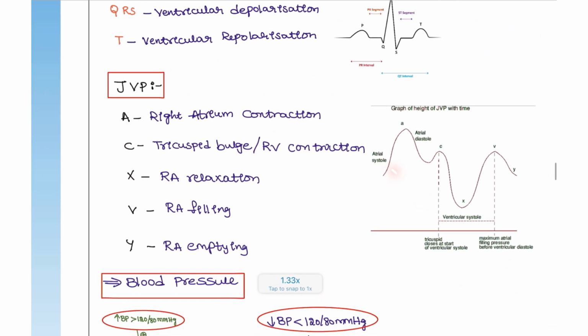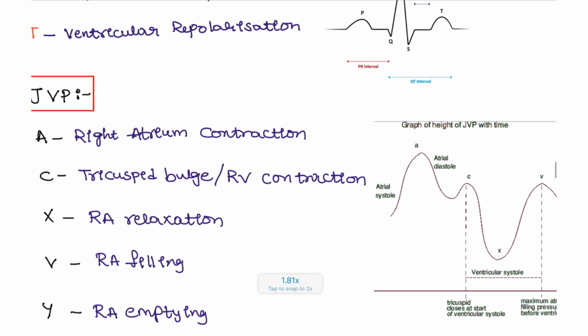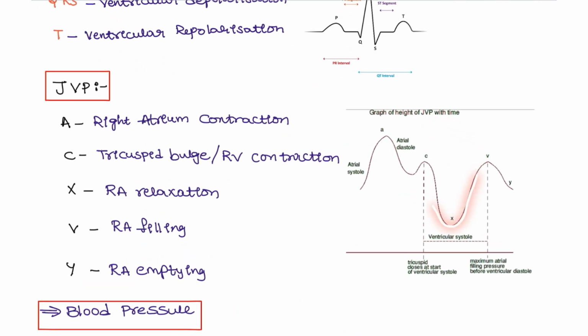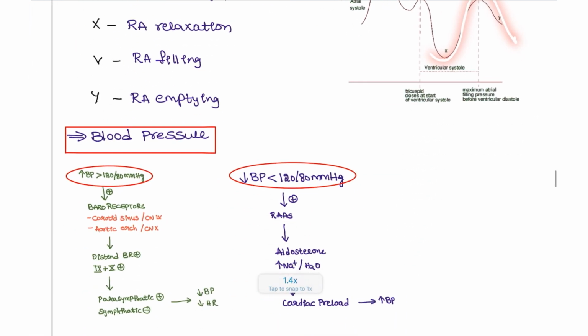Coming to the JVP waves, here you can see JVP waves, guys. Sudden A wave is the atrial contraction, and then there will be a slope, and again a small C wave will be seen, that is due to tricuspid bulge, indirectly ventricular contraction. And next, X descent. X descent is due to right atrium relaxation, and V wave is formed due to the right atrium filling, the pressure is increased, and again Y descent is due to the emptying of the right atrium.